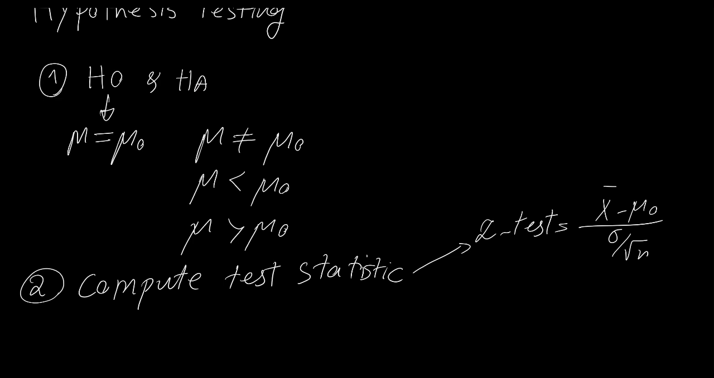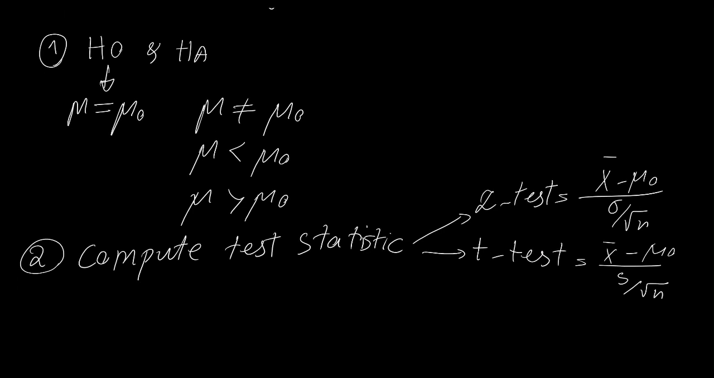Then we have the t-test. We can use the t-test for the mean when sigma is unknown, so we don't have a standard deviation anymore, or the sample size is small, n less than 30. Then the t-test is again x bar minus mu 0, and in the denominator, because we don't have the standard deviation, we use the sample standard deviation, so it's s over square root of n. We have these two test statistics for the mean and one more for the proportion.